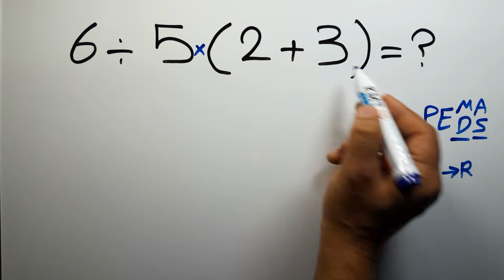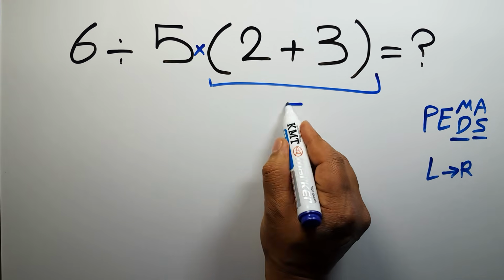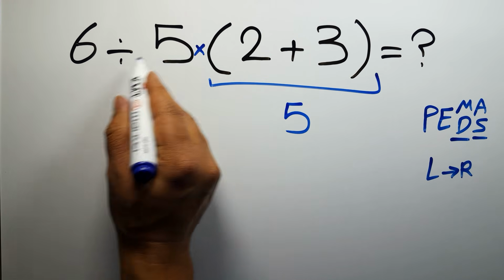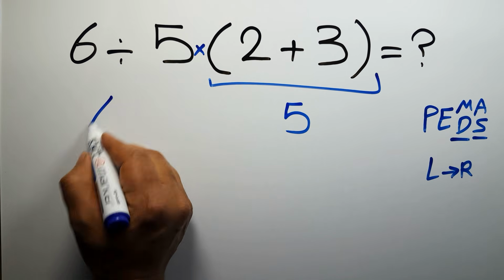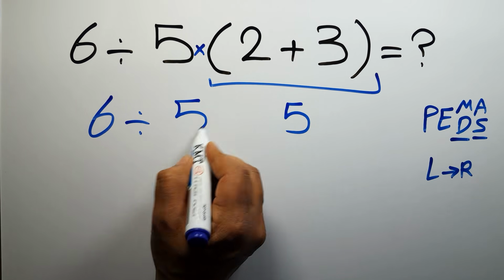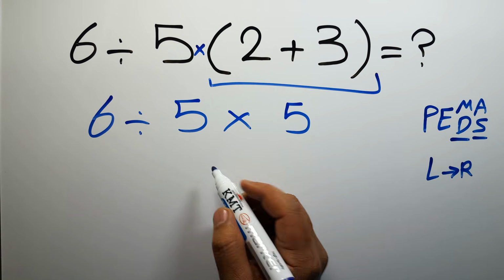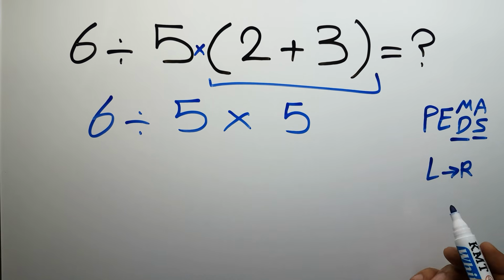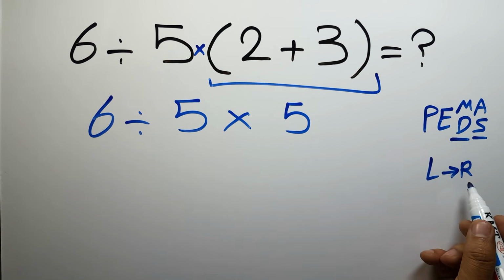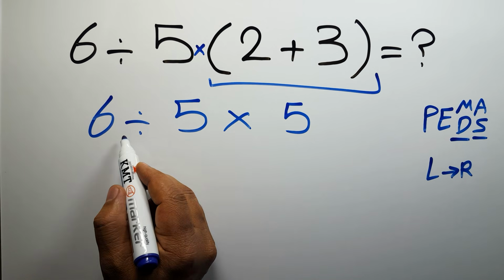Okay, 2 plus 3 gives us 5. So 6 divided by 5, then times 5. Now we have one division and one multiplication. As I said, multiplication and division have equal priority and we have to work from left to right. So here first we have to do this division.